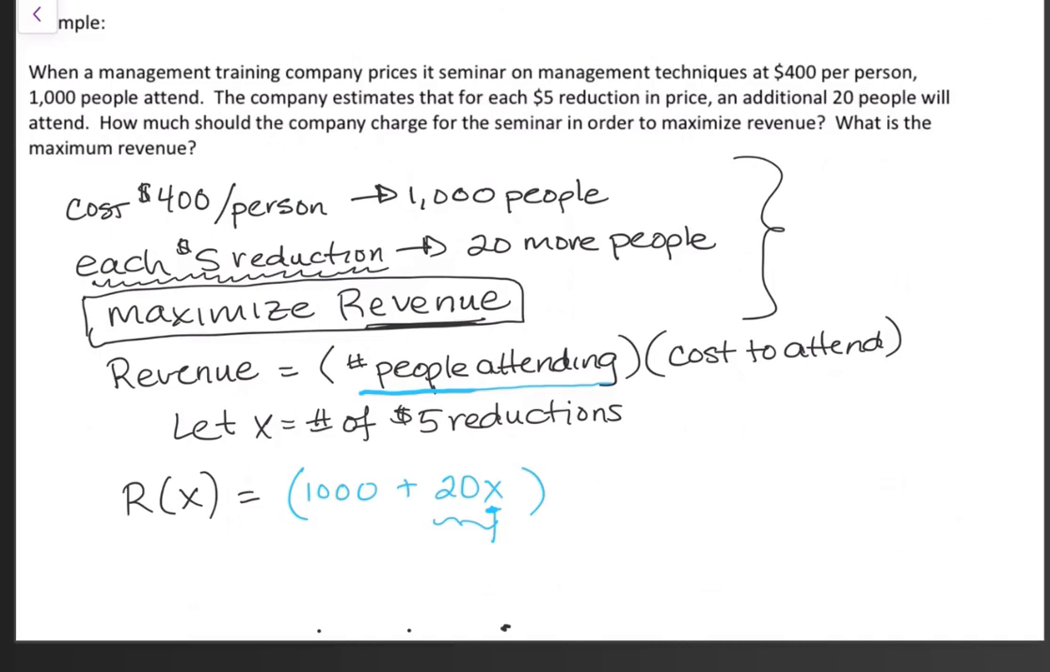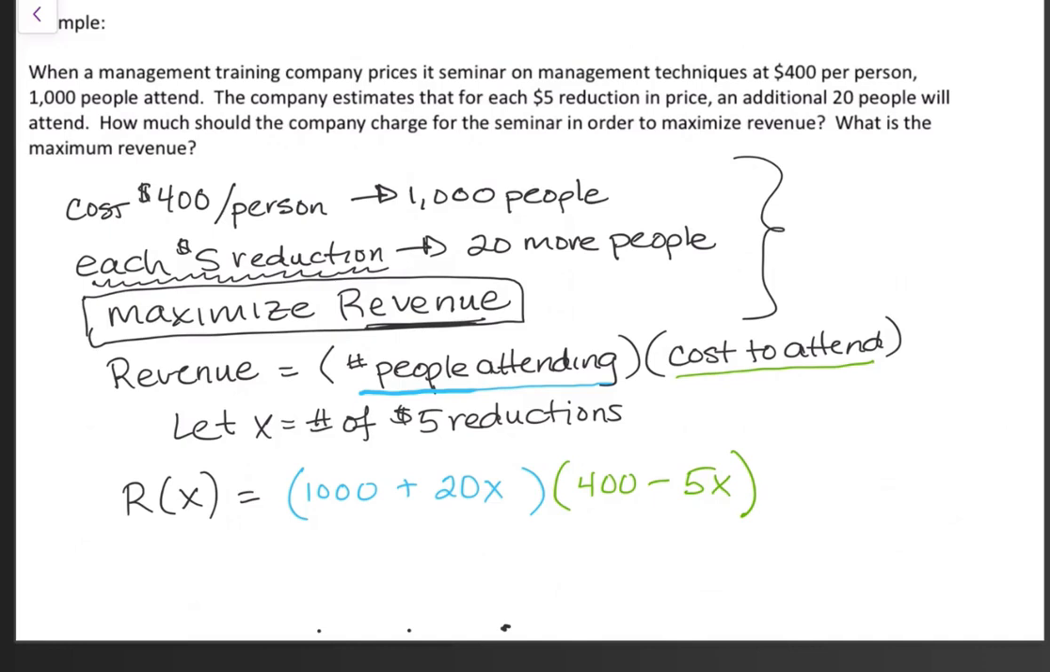Next, I want to move to creating an expression for the cost to attend. So my cost to attend we know is $400, but then we're going to take off a certain number of $5. So we're going to take off $5 if I only do one reduction. I'm going to take off $10 if I do two reductions. So I need to multiply this 5 by however many reductions I'm going to make. So now I have a clear formula for my revenue.